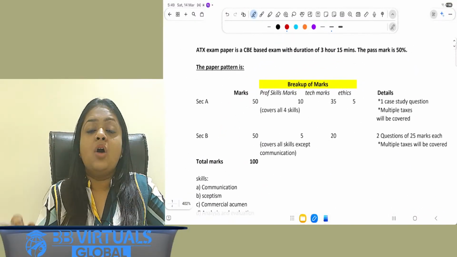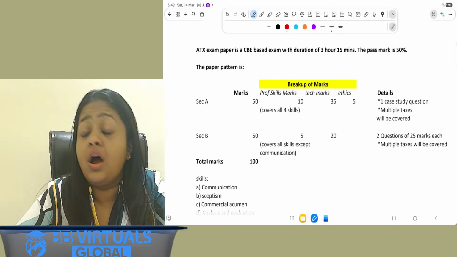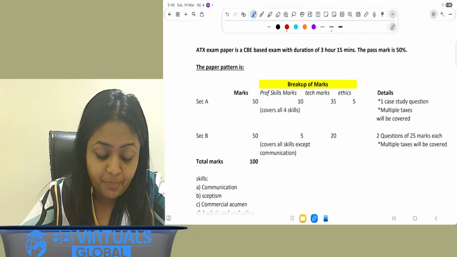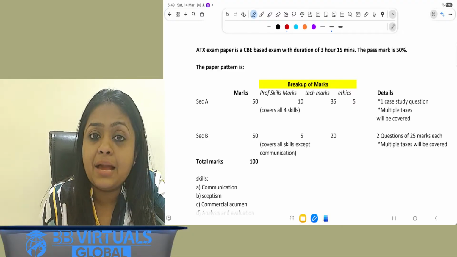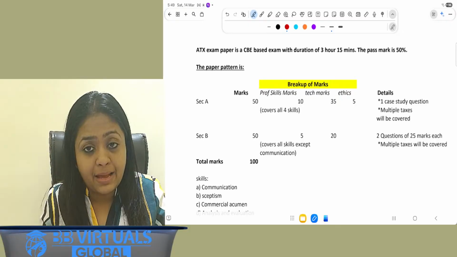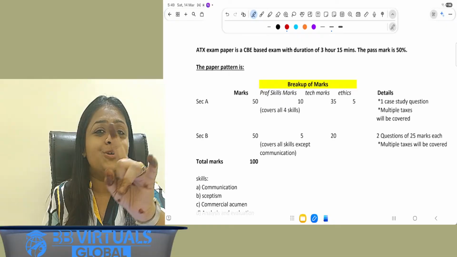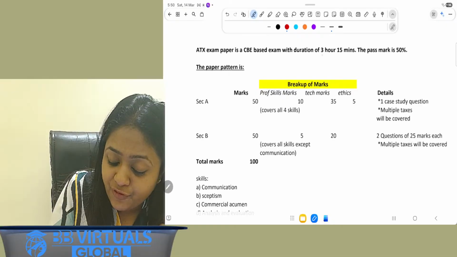Okay, guys. Now, what is your paper pattern going to be? How is your ATX exam paper set? Let's have a clear review about it. So, your ATX exam paper is a computer-based exam, and of course, now you have to give it at the center only. The time allowed to you is not 3 hours; it is 3 hours 15 minutes.